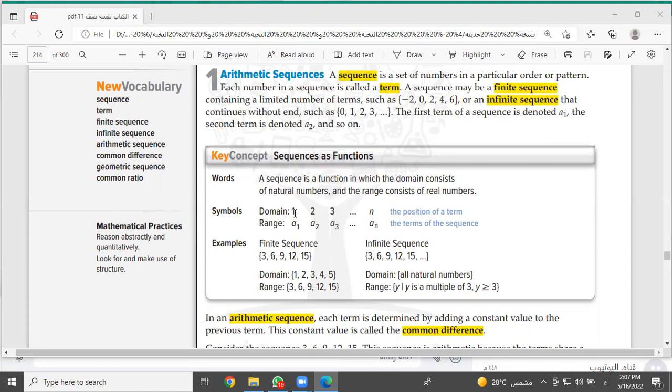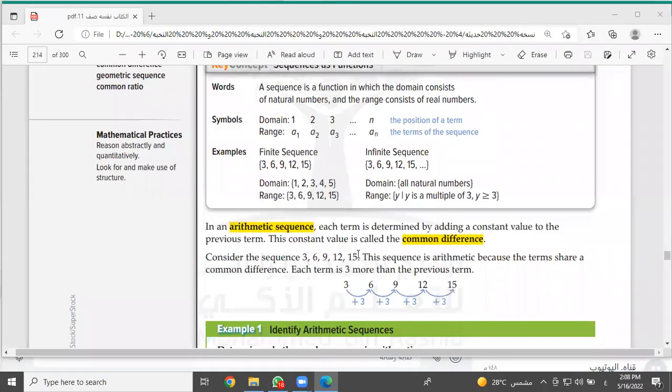The first term is 1. And this is called an arithmetic sequence.